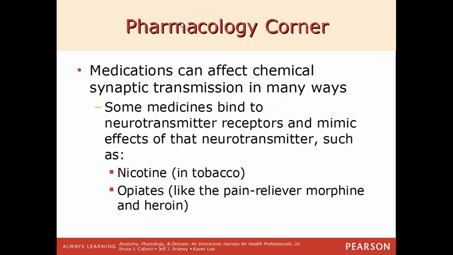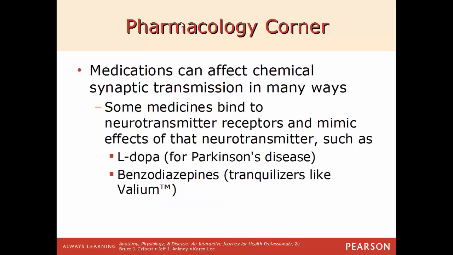And medications can affect the chemical synapses and their transmissions in multiple ways. Some medicines will bind to the neurotransmitter receptors and then mimic the effect of that neurotransmitter, such as nicotine in tobacco, opiates like morphine and heroin, L-DOPA, that's used to treat Parkinson's, and benzodiazepines, such as tranquilizers like Valium, for example. All these drugs will attach themselves to a receptor and then mimic and act like they are a neurotransmitter.